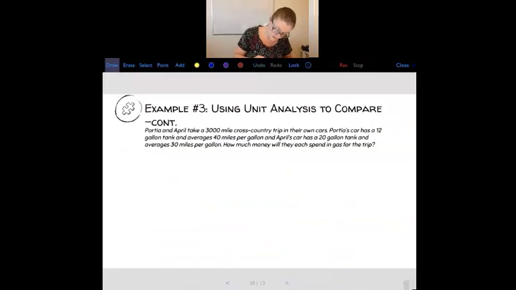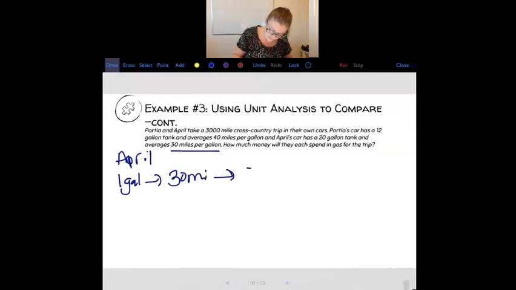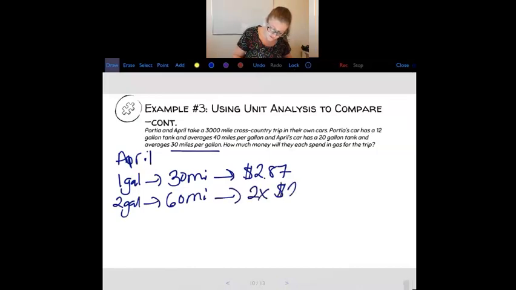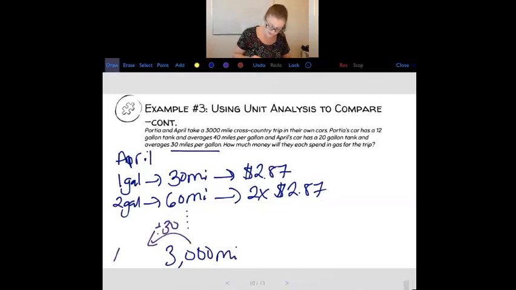Let's go on to April. April's car averages 30 miles per gallon. Okay, so on 1 gallon of gas, April can go 30 miles, and that would cost $2.87. On 2 gallons of gas, April can go another 30 miles, which would be 60, which would be 2 times $2.87 in cost per gallon. So we keep going. We want to get to 3,000 miles. So we would take 3,000 and divide by 30, which would give us 100 gallons. So April would need to use 100 gallons of gas to go 3,000 miles.